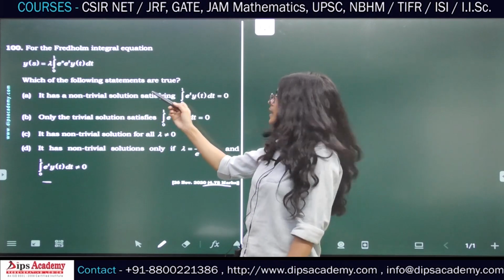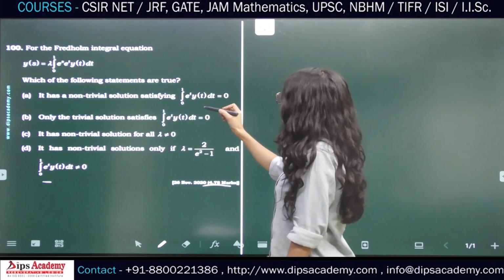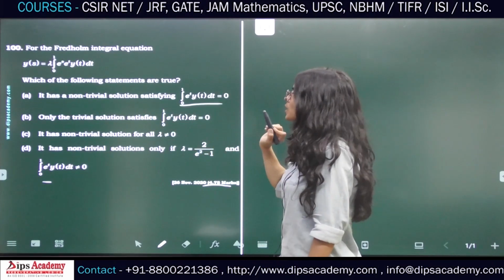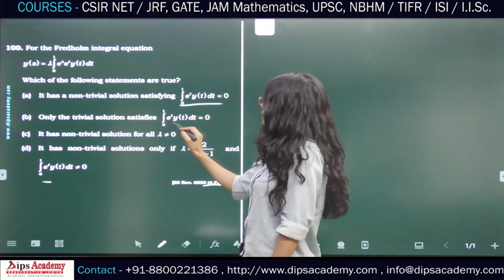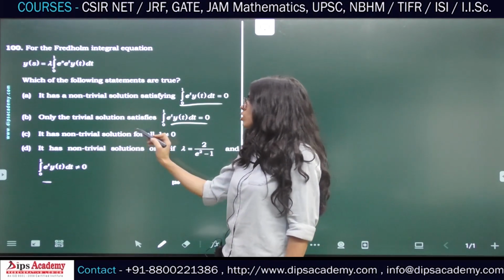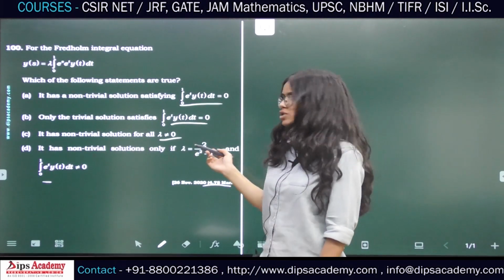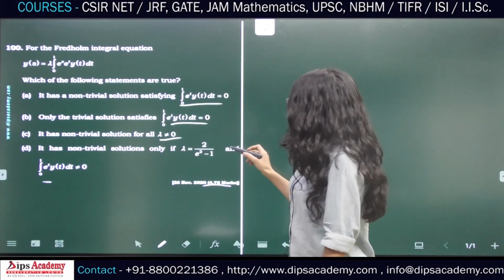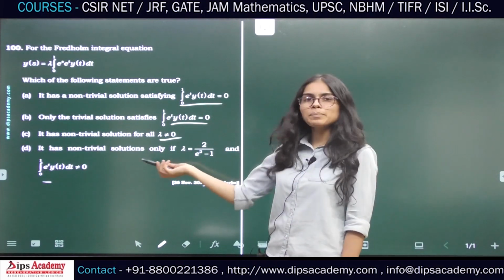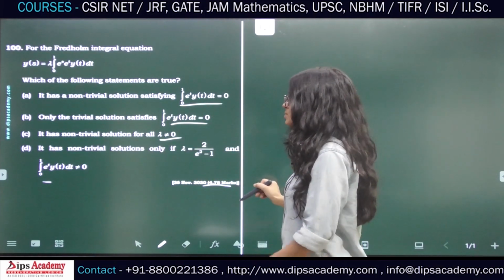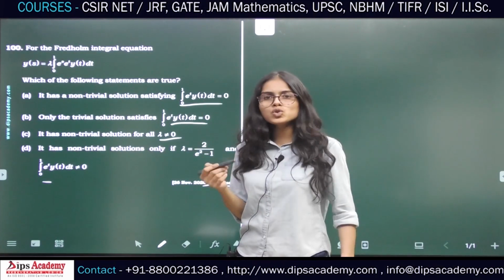The options say: it has a non-trivial solution satisfying this condition, or only the trivial solution satisfies this condition; it has a non-trivial solution for all lambda non-zero; and it has non-trivial solutions only if lambda equals 2 by e square minus 1 and the integral from 0 to 1 of e power t y of t is non-zero. So we have to choose the two statements.